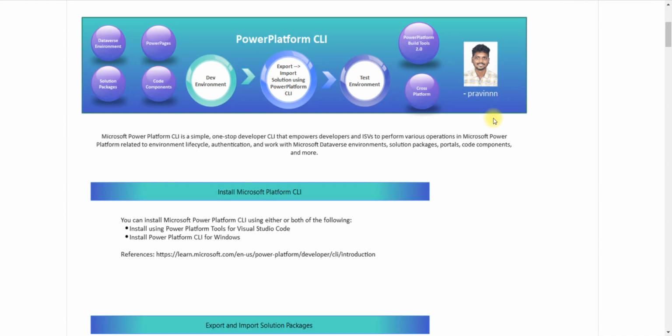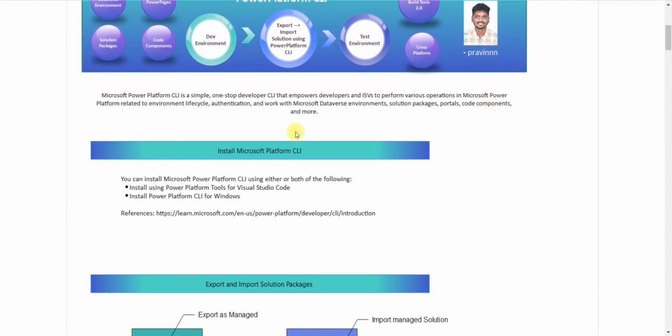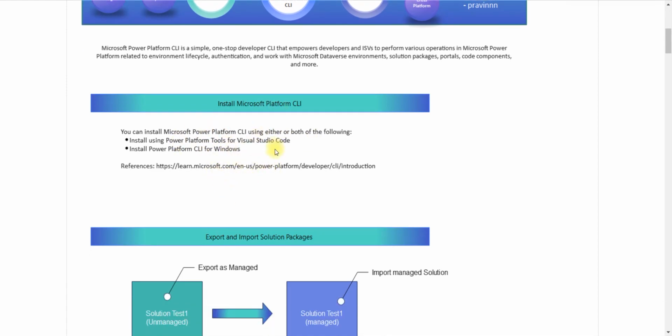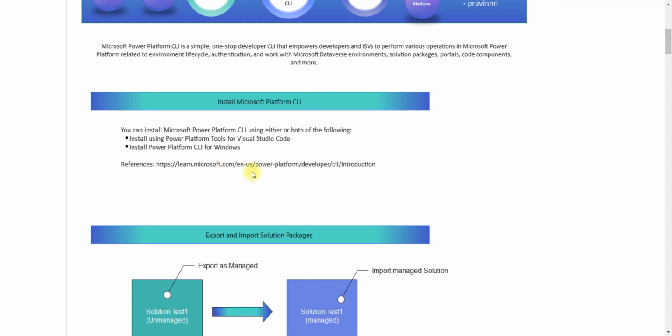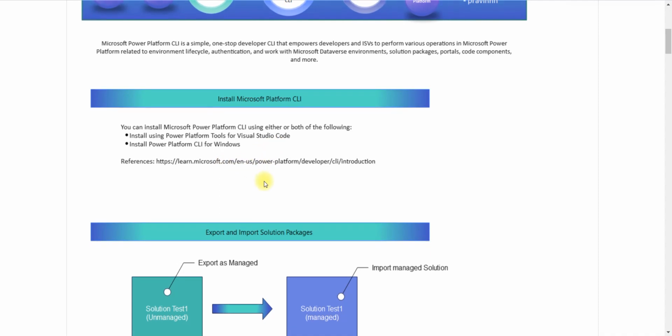Power Platform CLI is cross-platform. It works in Windows 10, 11, Linux, and Mac OS. You can find the installation steps for the Microsoft Power Platform CLI over here. You can use it inside Visual Studio Code, or you can download it as a package. The reference links are available here. Just copy and paste it in the browser and follow the steps to get it installed.